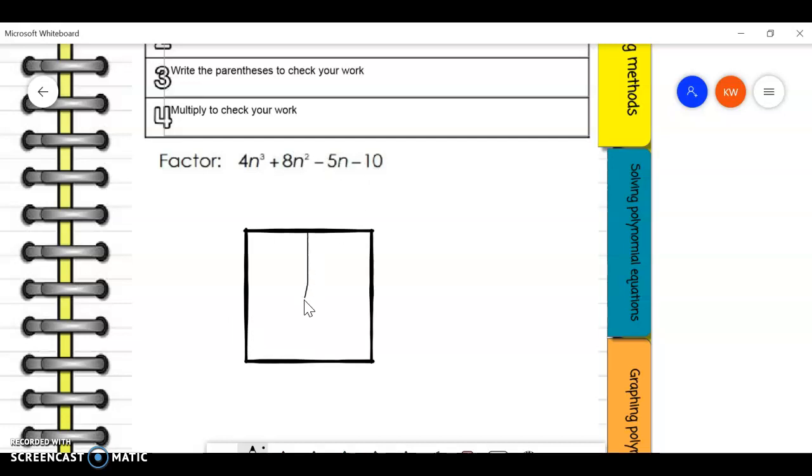Each of these things is going to have its own separate box in the box method. So we're going to put each of them in one of these. 4n to the third, we got 8n squared, negative 5n, and negative 10.